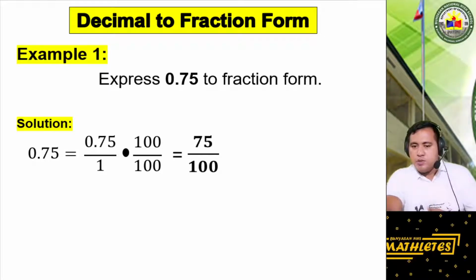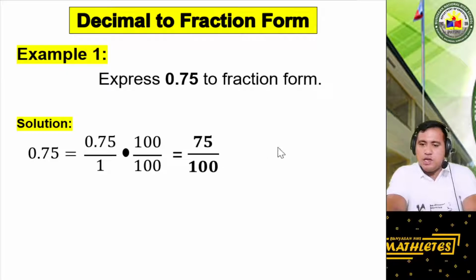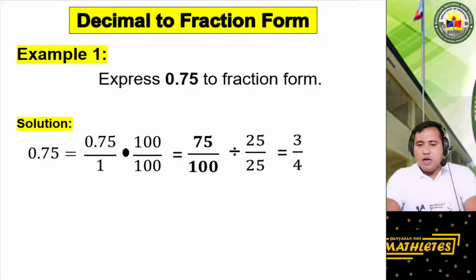So we can find a number that we can divide both numerator and denominator by. What number can divide 75 and 100? Okay, we have 25. 75 divided by 25 is 3. 100 divided by 25 is 4. So the result is 3/4. Sir, how did you get that? It is hard to find the number to divide.